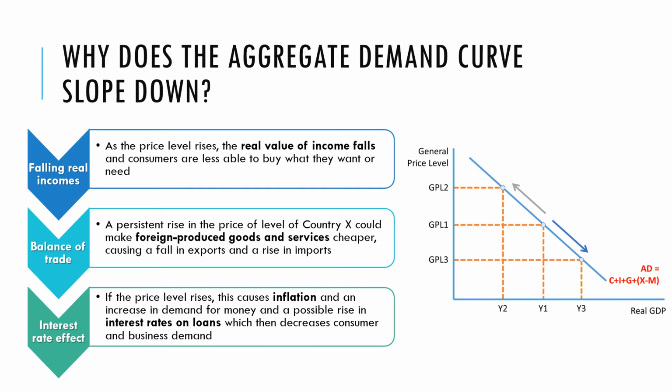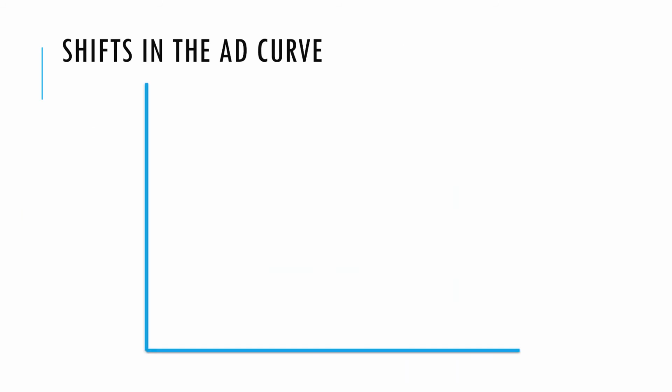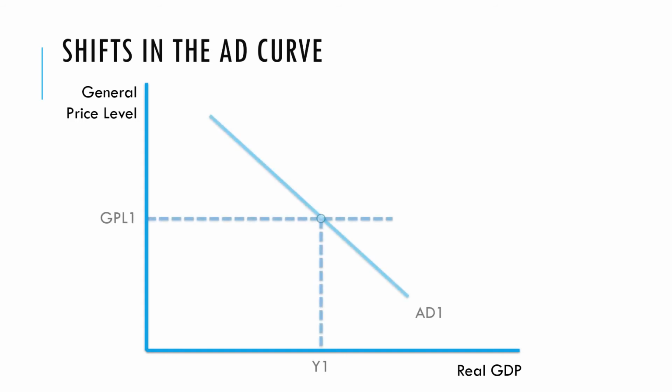Okay, so any changes in price level cause a movement along the aggregate demand curve. But sometimes there will be changes in aggregate demand that weren't caused by a change in the price level. And when this happens, the aggregate demand curve is going to shift. It's going to move in total. So again, our aggregate demand curve is the relationship between price level and real GDP in terms of demand across businesses and households.